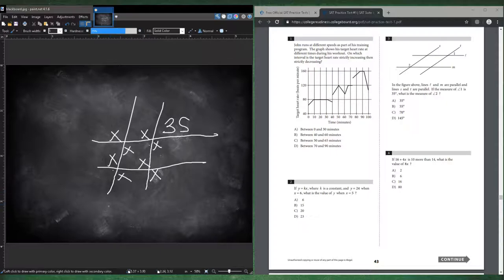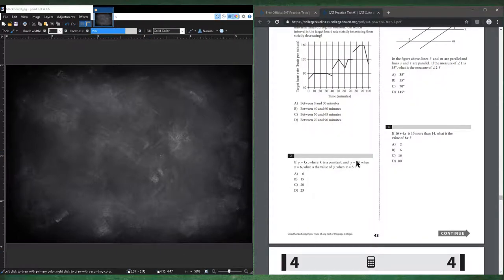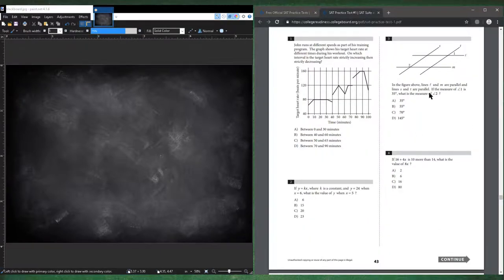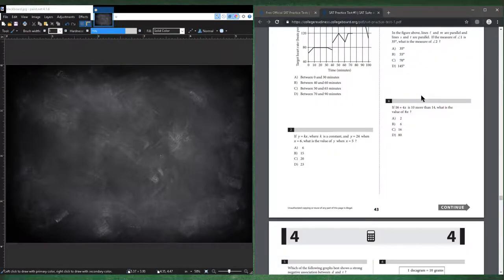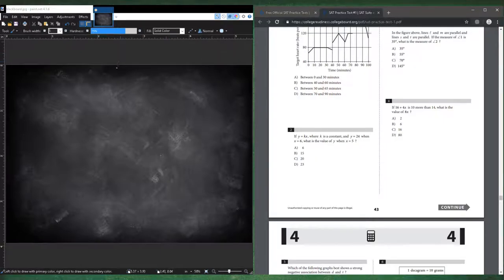Since straight lines are 180 degrees, that means x plus 35 has to equal 180. That means x has to equal 145. So the answer is D. This is just a basic geometry question anyways. Question 4. If 16 plus 4x is 10 more than 14, what's the value of 8x?